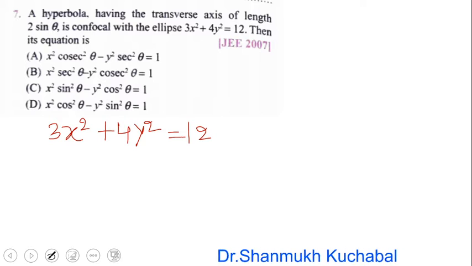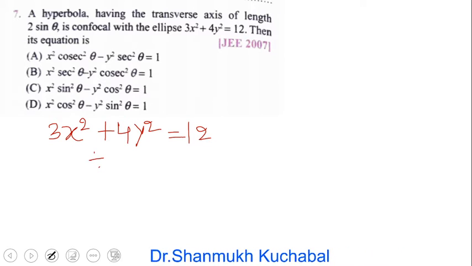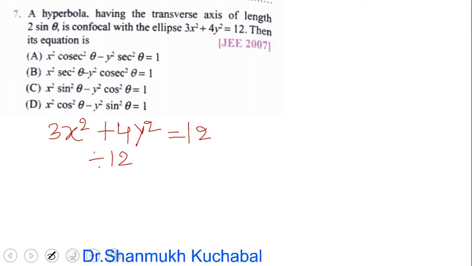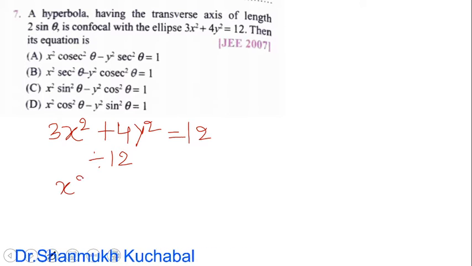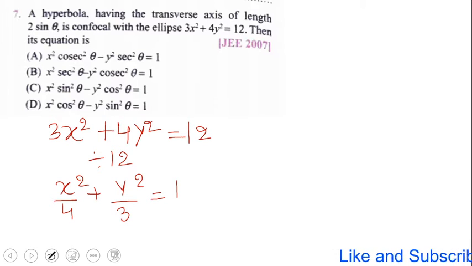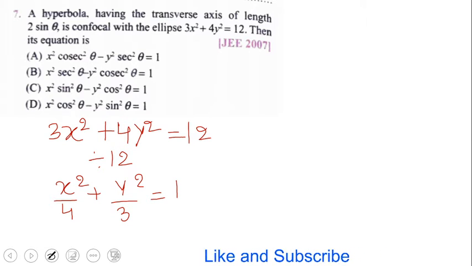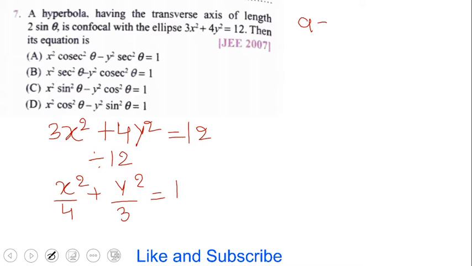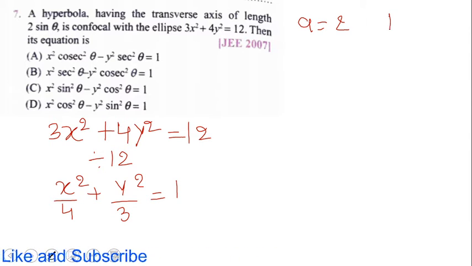RHS we have to make it 1, so throughout this equation we will divide by 12. We get x²/4 + y²/3 = 1. On comparison with the standard equation x²/a² + y²/b² = 1, a² = 4, so a = 2, and b² = 3, so b = √3.